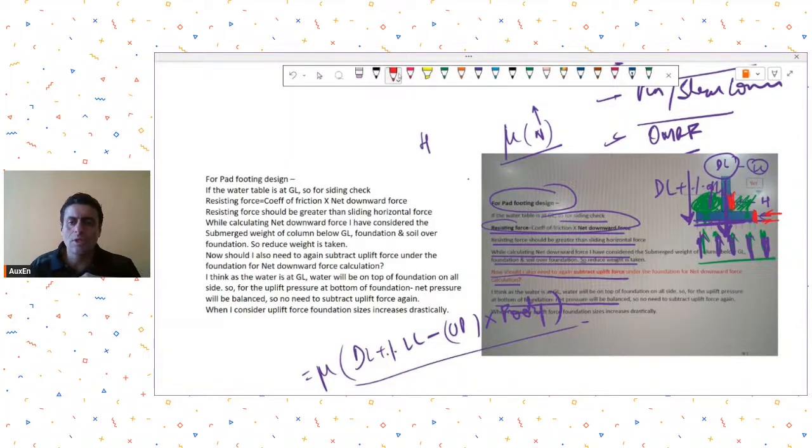So this is how you can calculate, but I'll again repeat that it's not required to check uplift for isolated footings, especially when these are of building like structures.